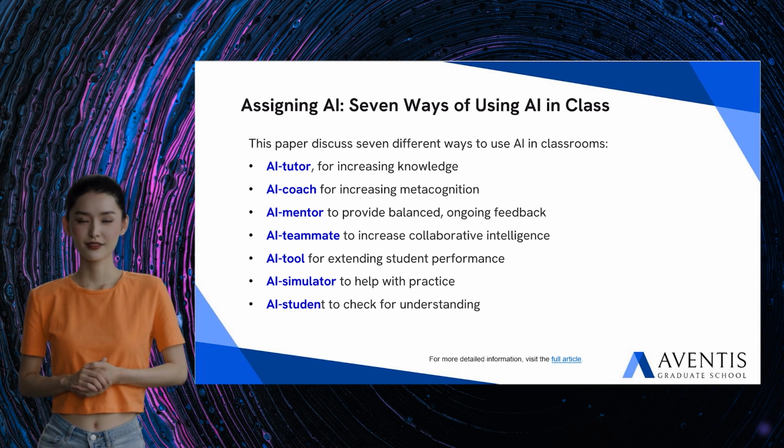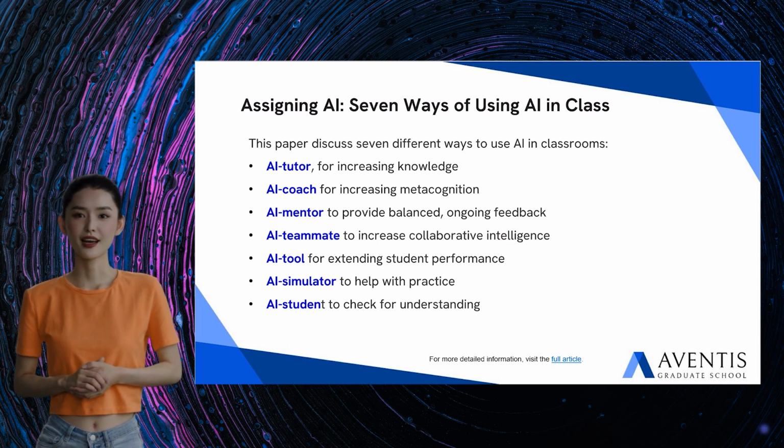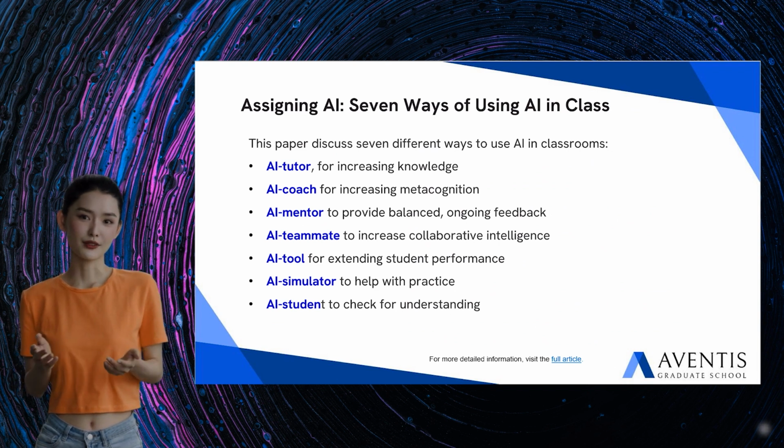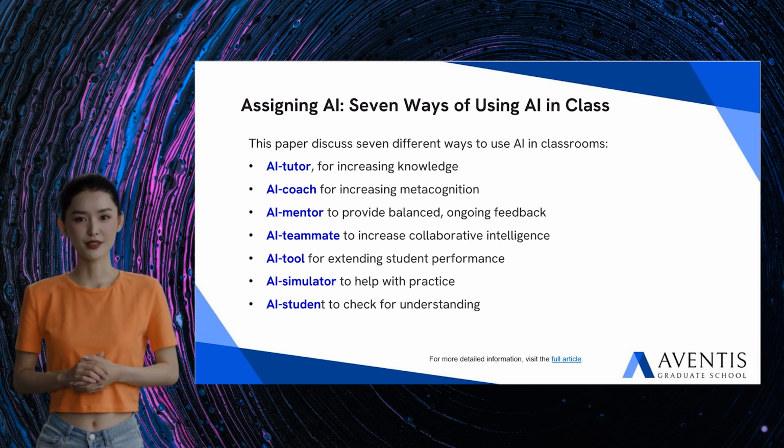Assigning AI. 7 ways of using AI in class. AI Tutor. Increases knowledge by providing additional learning resources. AI Coach. Enhances metacognition by helping students reflect on their learning process. AI Mentor. Provides balanced, ongoing feedback. AI Teammate. Boosts collaborative intelligence in group projects. AI Tool. Extends student performance by offering supplemental tools and resources.